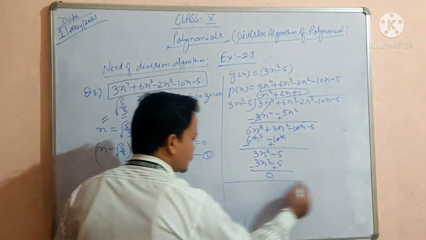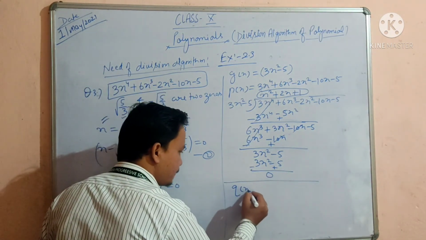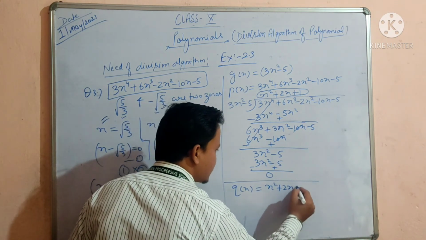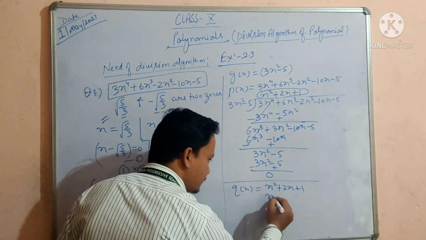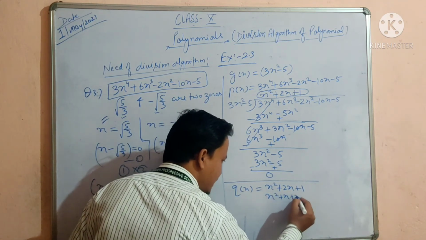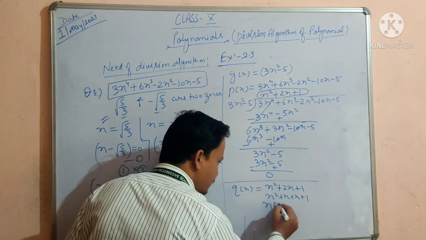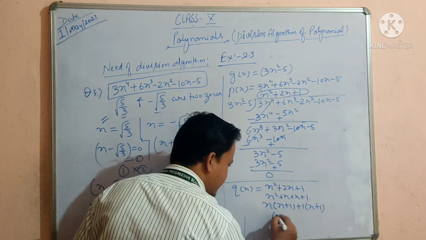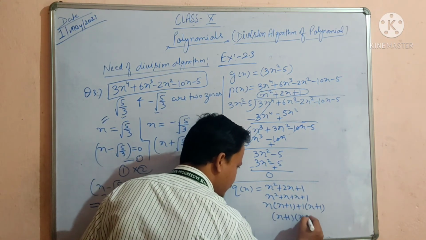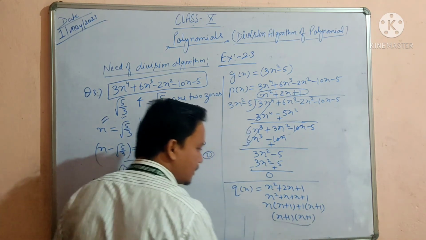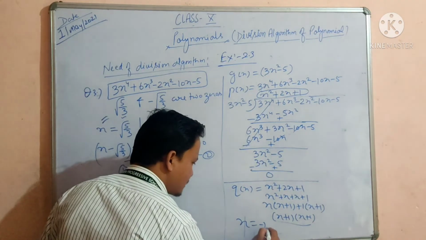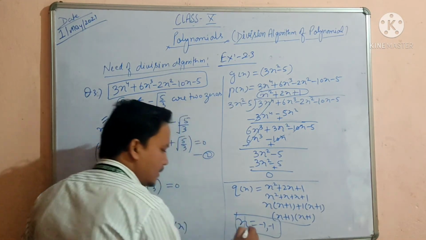So see, quotient is x square plus 2x plus 1. Now splitting the middle term, we get x square plus x plus x plus 1. Taking x common, we get x plus 1. Plus 1 common लेंगे तो x plus 1. So x plus 1 and x plus 1, both roots are similar. Okay. So the next two zeros are minus 1 and minus 1. Okay. The next two zeros are minus 1 and minus 1.